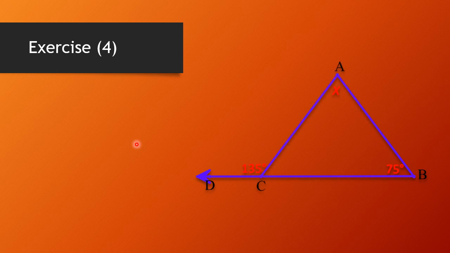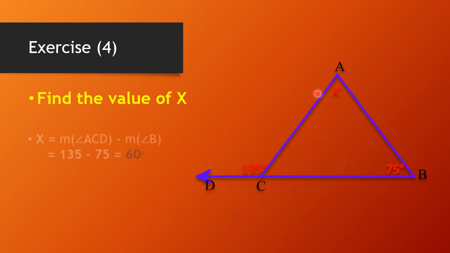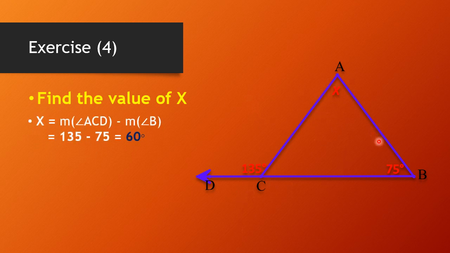Exercise 4. Find the value of x. The same, x, or measure angle A, is one of the interior angles. So can I find measure angle A, or the value of x, by subtracting the other interior angle from the exterior angle? So x equal measure angle ACD minus measure angle B equal 135 minus 75 equal 60 degrees.